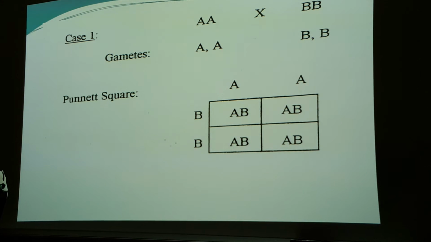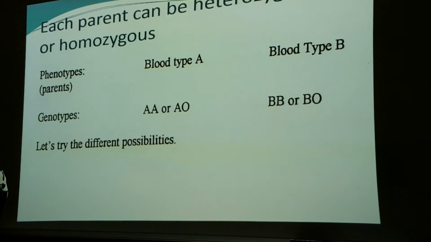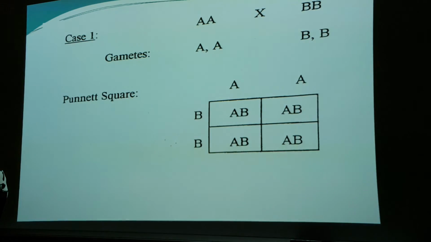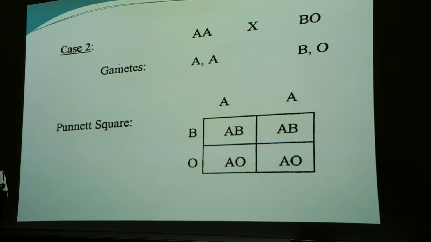Here we do the one with all homozygous, and you get all ABs. What was even the question? Can any of the offspring be type O? Can they be any of the four? Okay, yeah, so we certainly get type AB out of that one. So here we're getting type A, B, and type A.